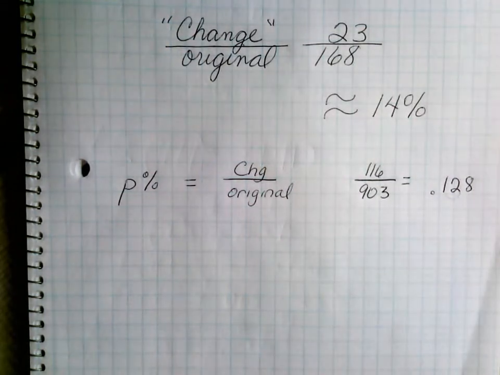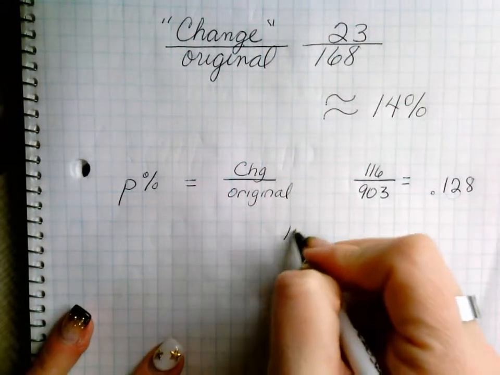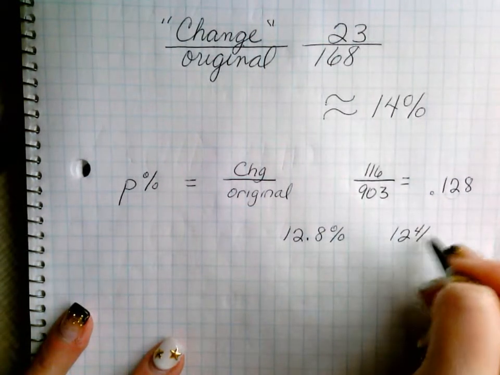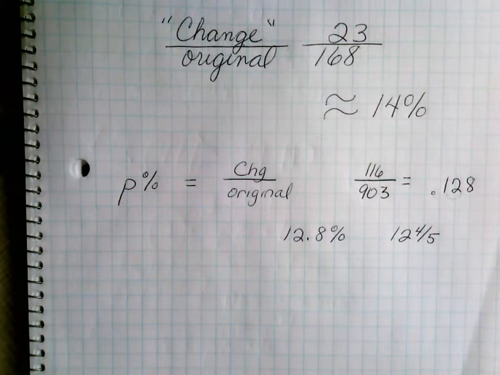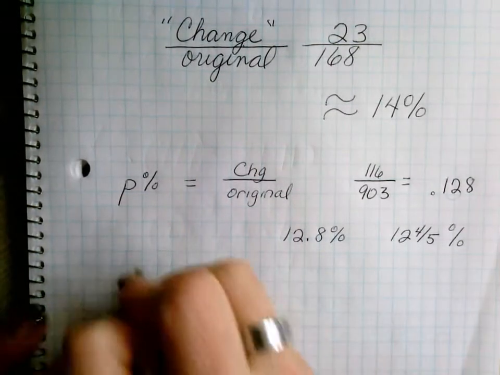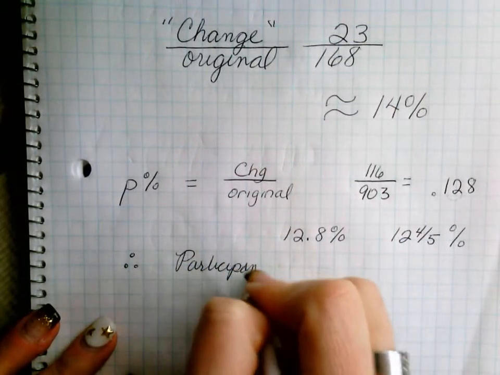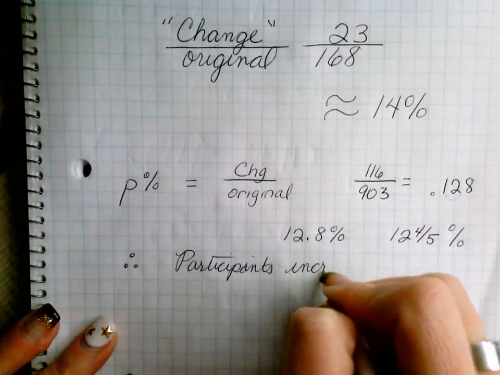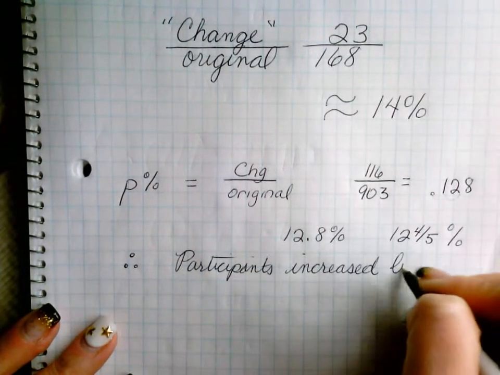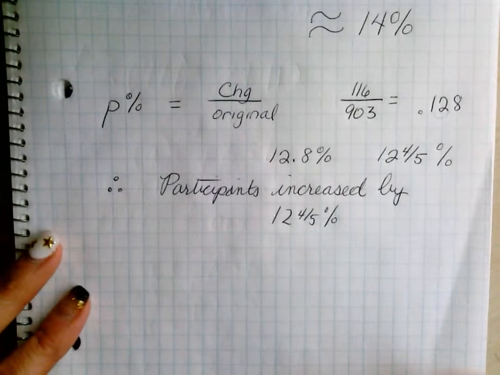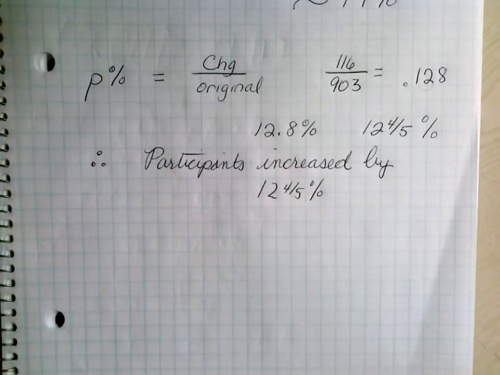Move your decimal over 2 positions. Whenever you get a decimal to convert to percent, move it right 2 positions, and you will get 12.8% change. Okay, you might also write 12 4/5, right? You can say that. I don't care which way you write it. So, in a nutshell, the participants increased by 12 4/5%.